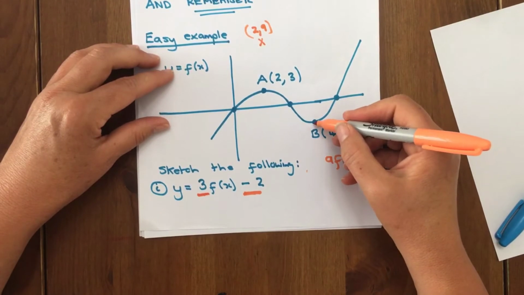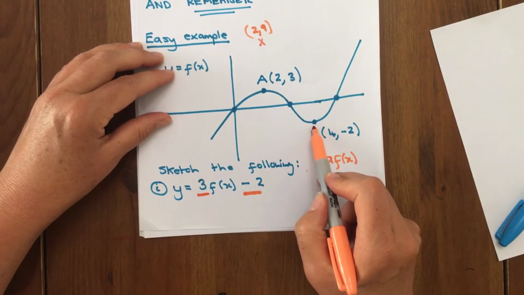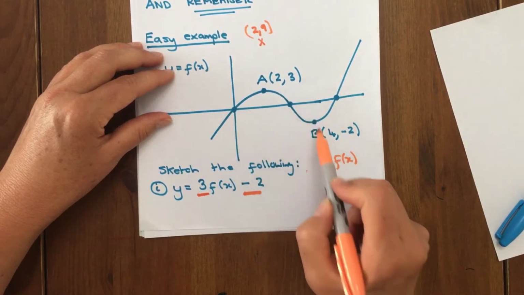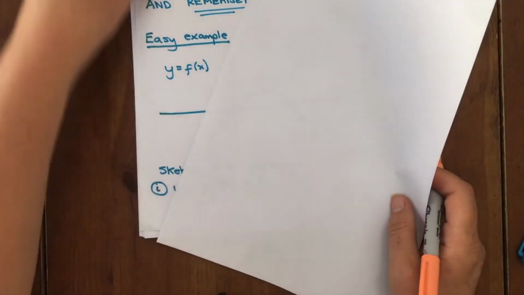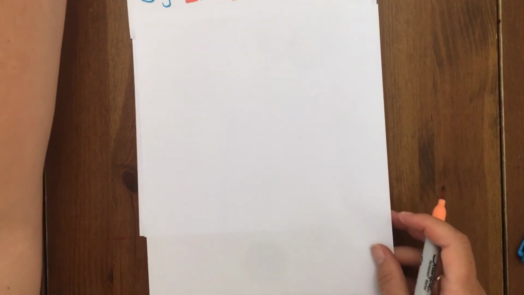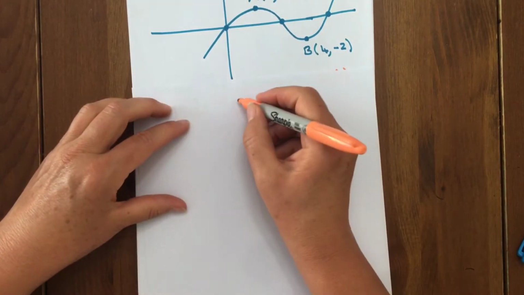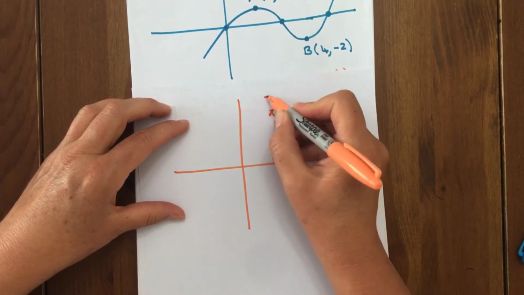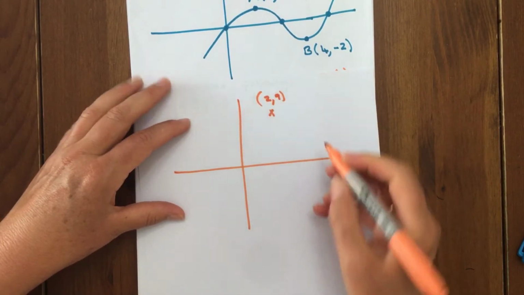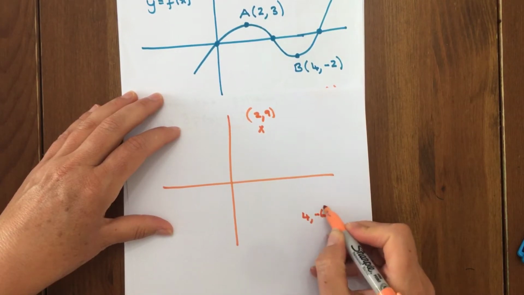What will happen to my b value? Well, it was 4 along minus 2 down. Now it will go 4 along minus 6 down. I think I might have to do this on a different graph, on a different piece of paper, so you can see everything that I'm doing. So let's just do this again. So my A will go to 2, 9. My B will now go to 4 along minus 6 down.